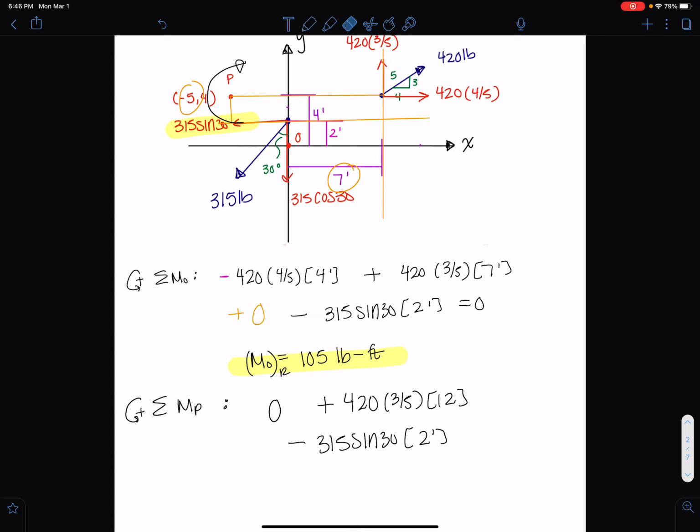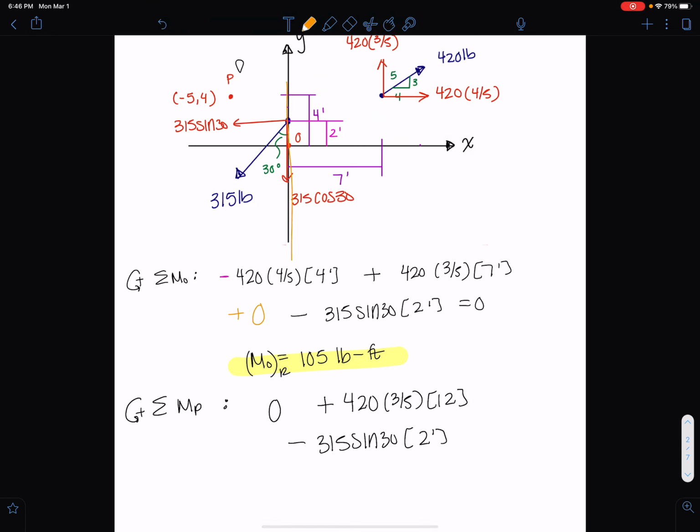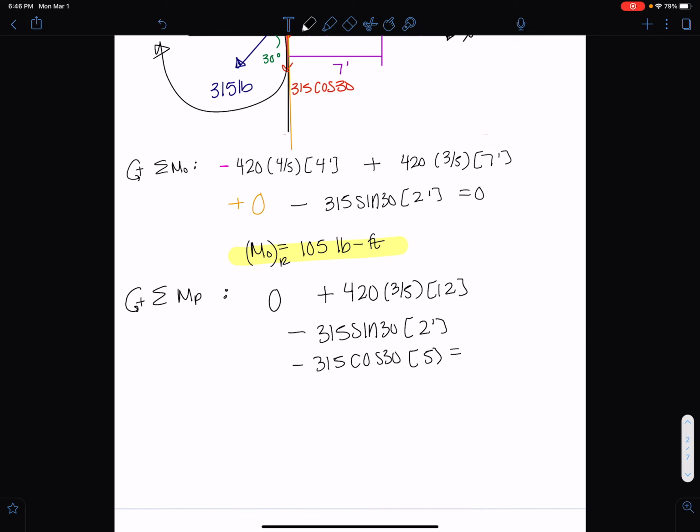And then, let's clean all this up. Our last force is 315 cosine 30. This orange line is through the line of action. To point P, I have just the 5, so my moment arm is 5, and this force goes around in a clockwise manner, so minus 315 cos 30 times 5. And the sum of that is 420 times 3 over 5 times 12 minus 315 sine 30 times 2 minus 315 cosine 30 times 5.